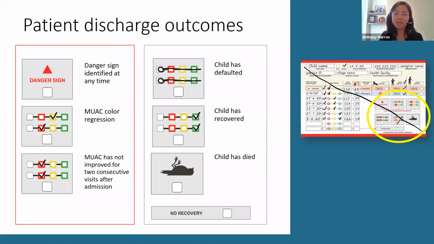And as I mentioned, we have videos on the State of Acute Malnutrition website that go into more detail on this, as well as the register in general, and even provide some practical examples of what a CHW might see in a register over a couple of weeks. So I just encourage you to check that out for more information.